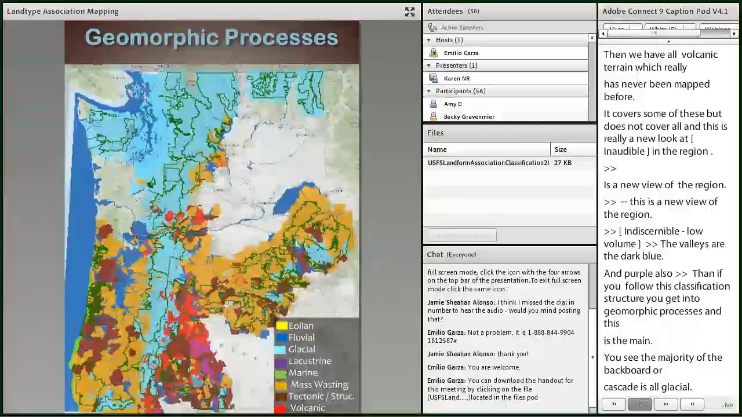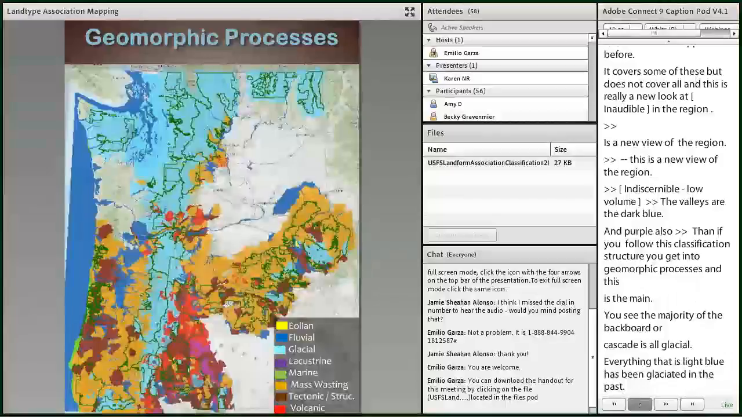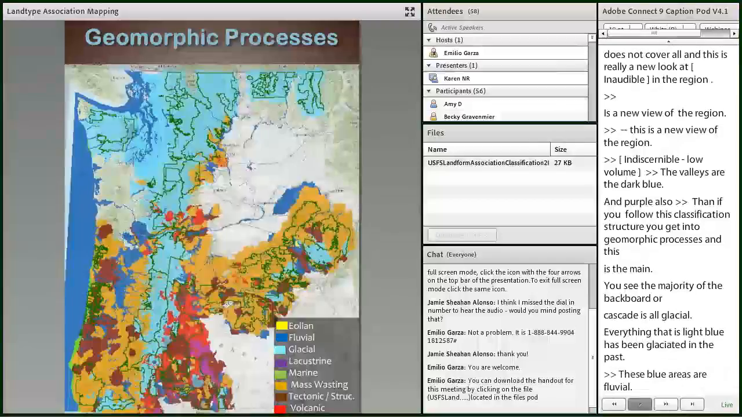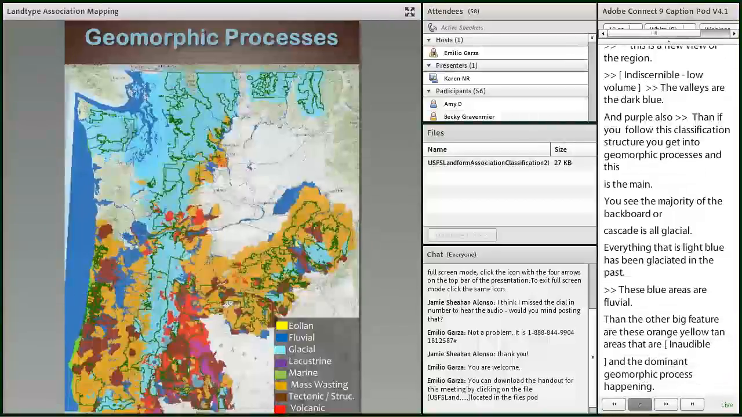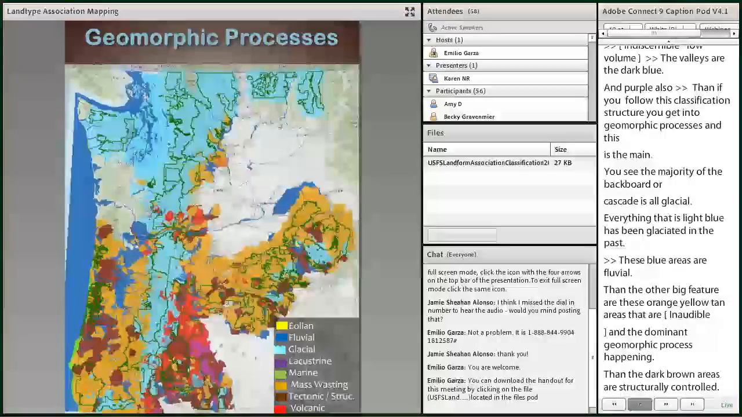These blue areas are fluvial. We'll talk about them a little bit more. And then the other big feature you see are these orange, yellow, tannish areas where mass wasting is the dominant geomorphic process. And then these dark brown areas are really structurally controlled, tectonic or really some clear rock bedding structures that are controlling how those landscapes erode. And then, of course, the volcanic processes that are operating.